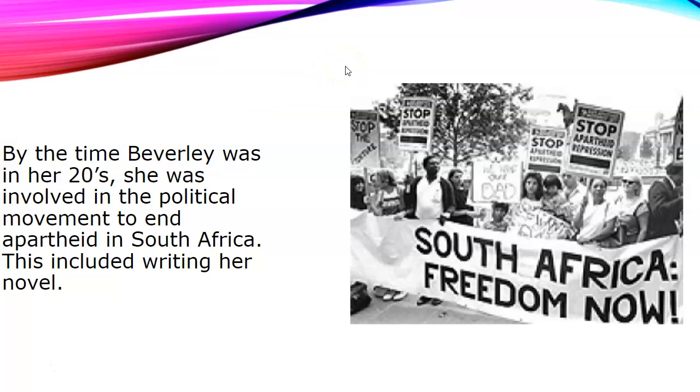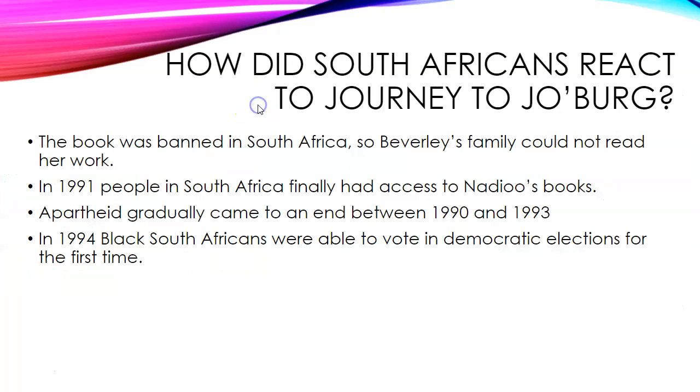So by the time Beverly was in her 20s, she was involved in the political movement to help end apartheid in South Africa. This included the writing of her novel, Journey to Joburg. So how did South Africa react to this? So the book she wrote and published was actually banned in South Africa, so her family and friends could not even read her work. It wasn't until 1991 that people in South Africa finally had access to her book.